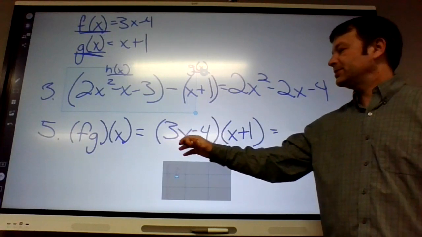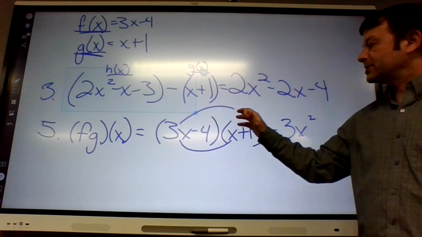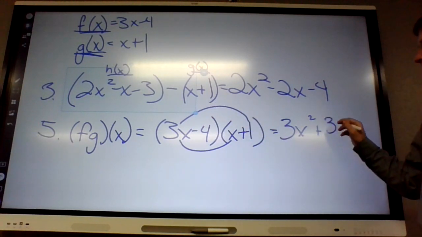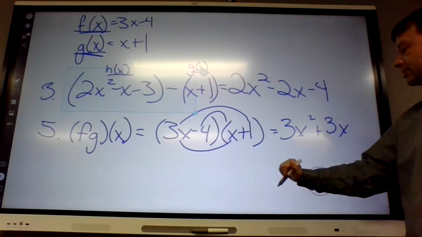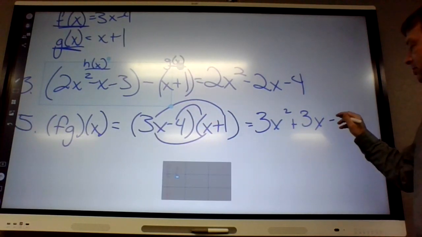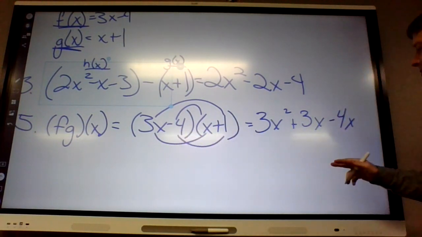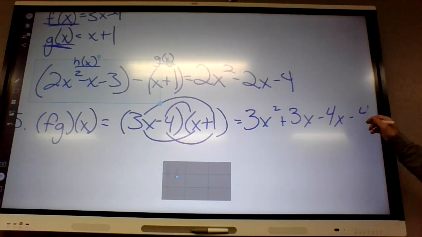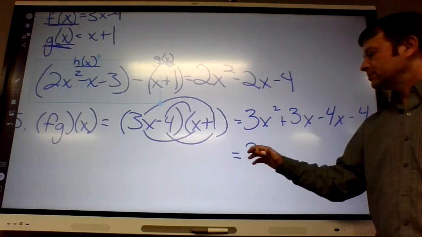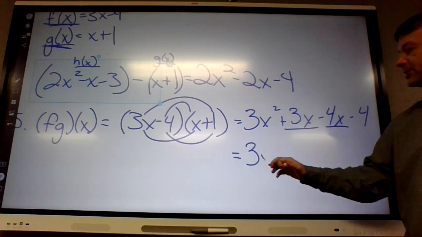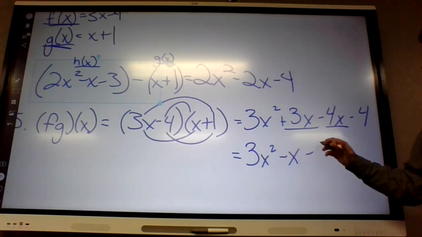So first is 3x squared. Outside, 3x times 1. Inside, negative 4 times x. And last, negative 4 times 1. What else can I do? Simplify that. Yeah, the middle terms are like terms. Plus 3x minus 4x is negative 1x.